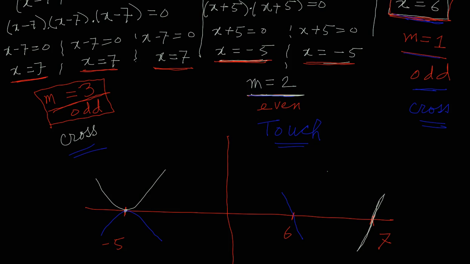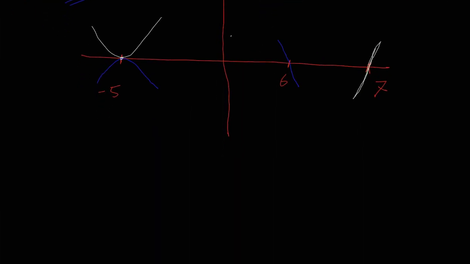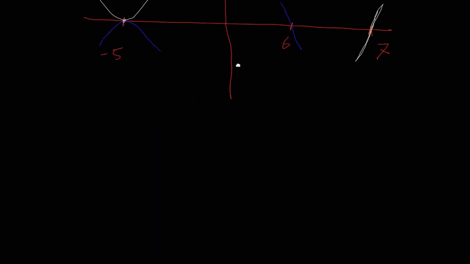So let us now solve another problem so that we can firm our understanding about multiplicity. Let us take another example. Let's say I have one polynomial function f of x equals x square multiplied by x plus 1 multiplied by x minus 2.